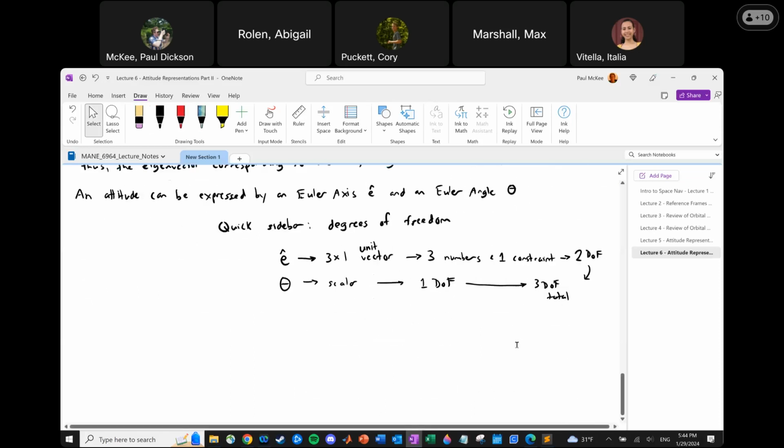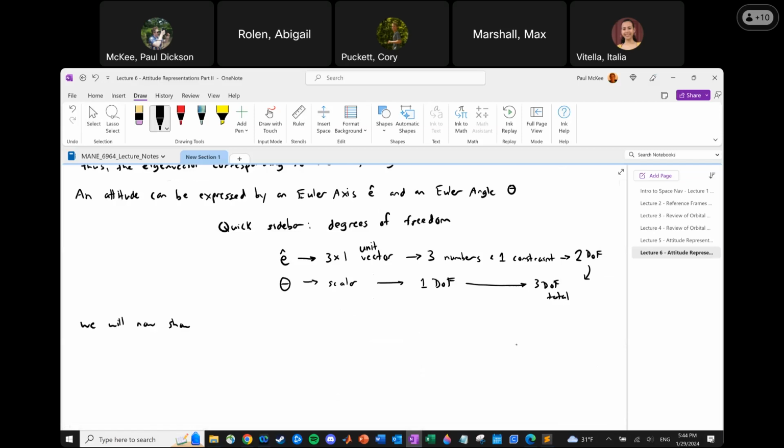And then the next bit is a little bit less exciting, but it's very practical. We will now show, without proof, just another equation dump incoming. We could get into this if we had more time. How to convert from your attitude transformation matrix back and forth between E and theta.